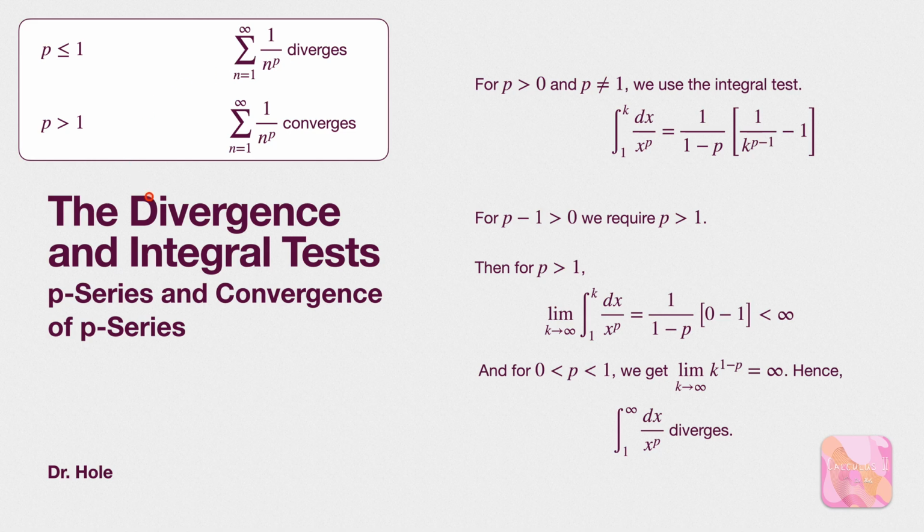And then for a p-series, the test is rather simple. P's must be strictly greater than 1 in order for the p-series to converge, and p's must be less than or equal to 1 for the p-series to diverge.